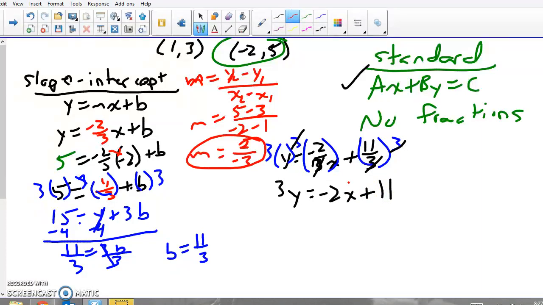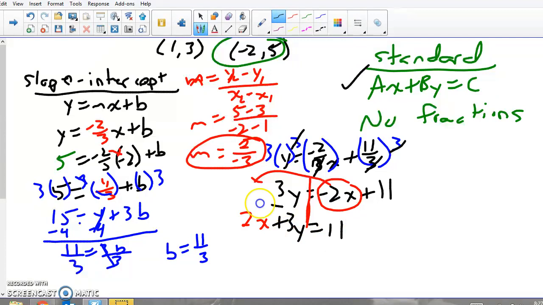So all we have to do is take this negative 2x and move it over here. Now remember, we crossed the line here, so we got to change the sign. So when I move it, it's going to become a positive 2x plus the 3y equals 11. It looks like that form we have up there, so we are checked out.